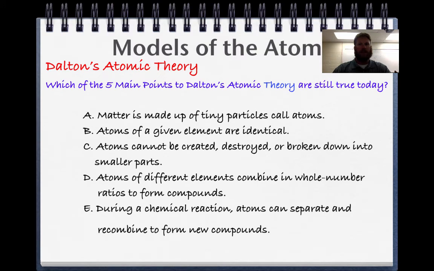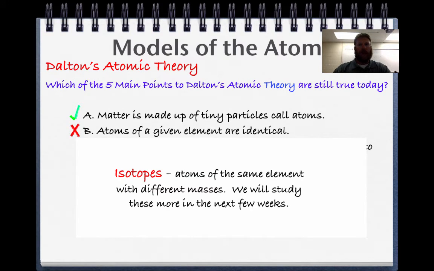Now, these points have stood the test of time, but there are a couple that have been disproven due to scientific advancement since the 1800s. So, is matter still made up of atoms? Yes, that one is still true. Are atoms of an element identical? No, they are not. We have isotopes, atoms that have the same number of protons but different numbers of neutrons.